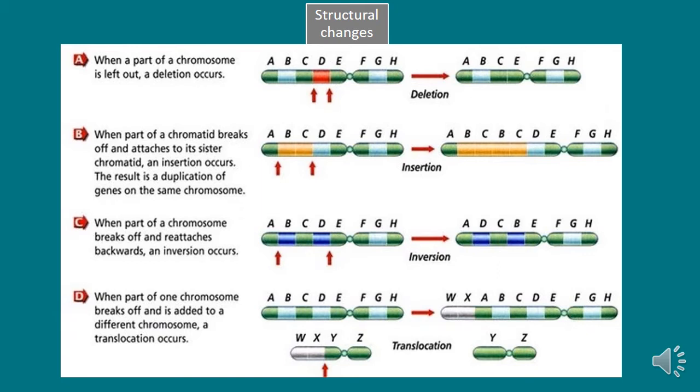Now let's discuss the structural changes on chromosomes which can lead to chromosomal disorders. There are 4 major types of structural changes. There are deletions, insertions, inversions and translocations.